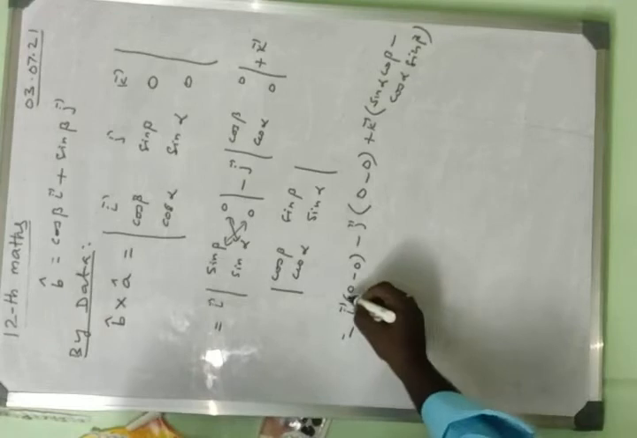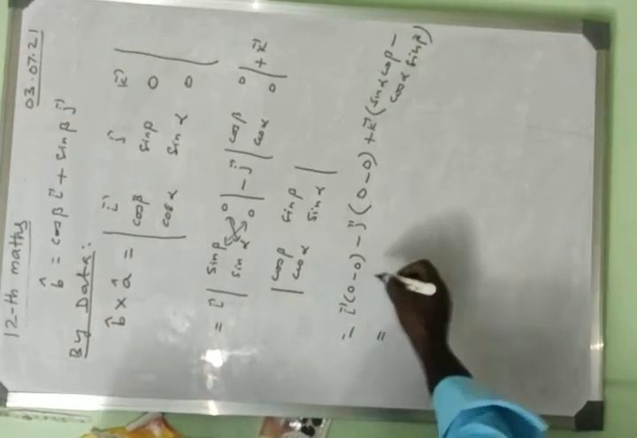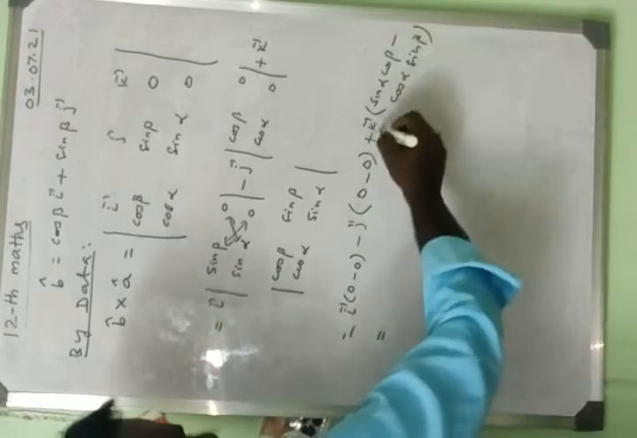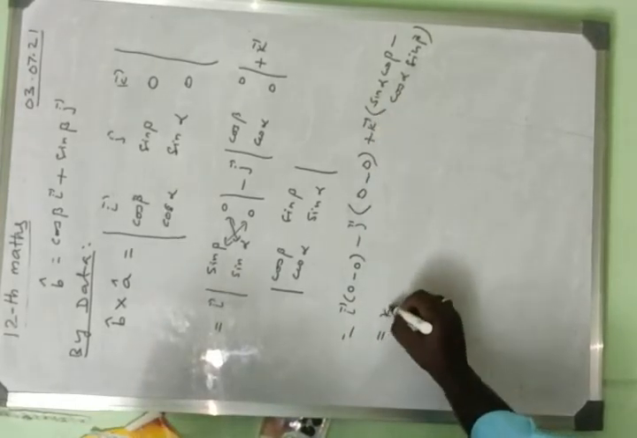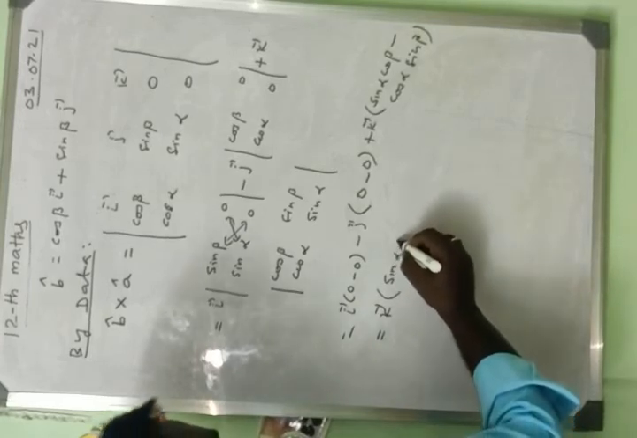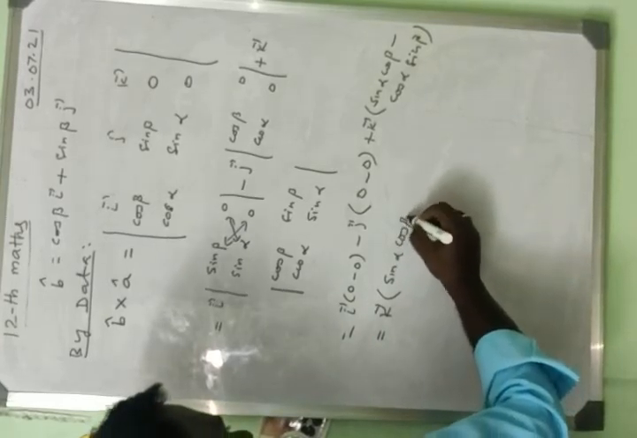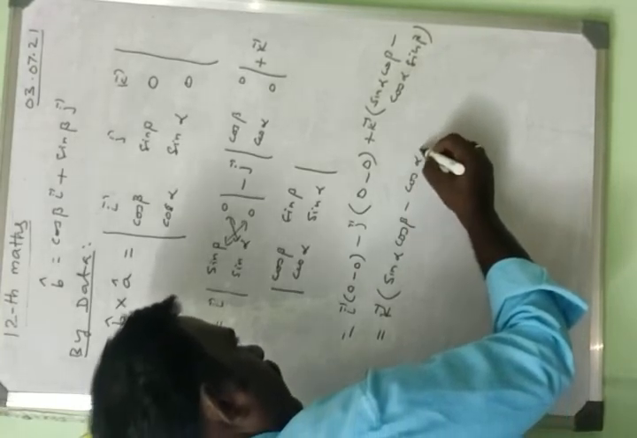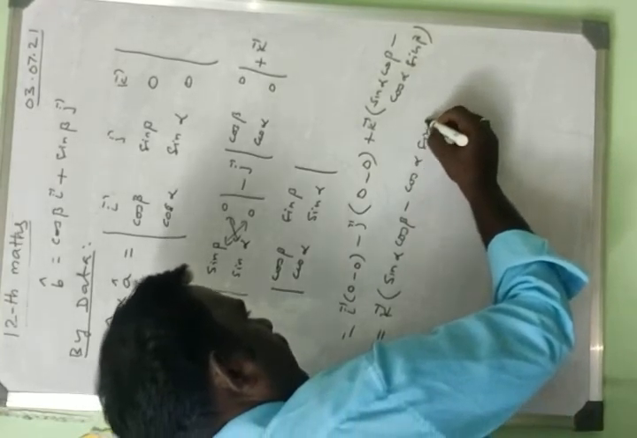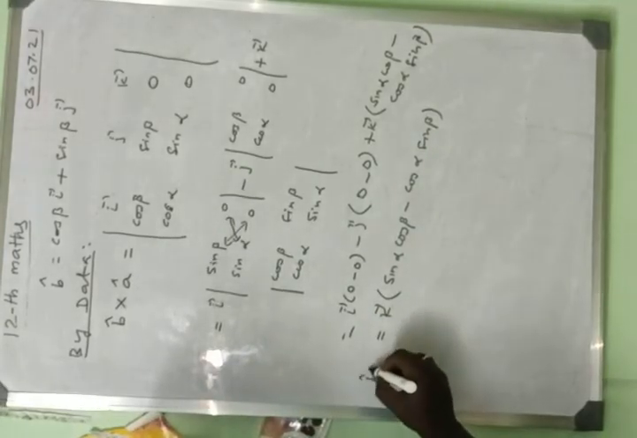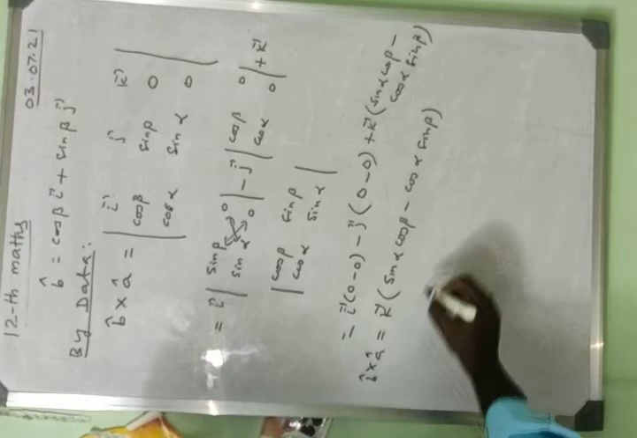So that's equal to 0 minus 0, 0, and 0 into i gives 0. So nothing. Here also this term is totally 0. What is the remaining term? This one: vector k into sin alpha cos beta minus cos alpha sin beta. Okay, this is cap B cross cap A. This is equation number 1.